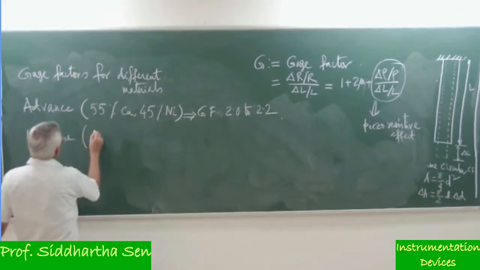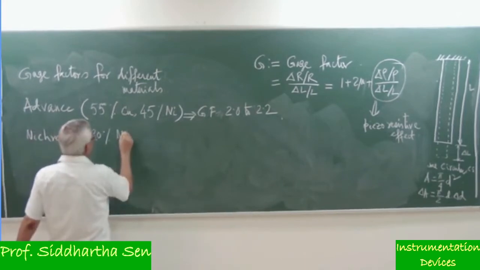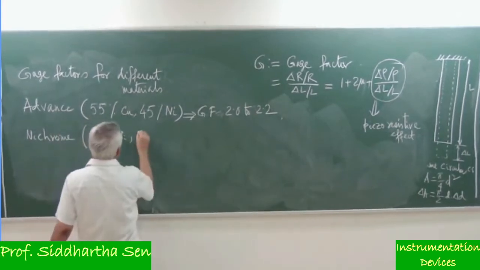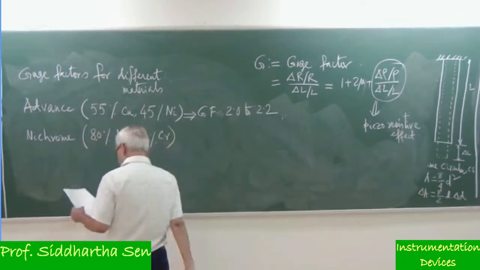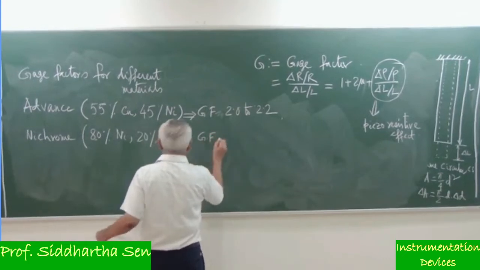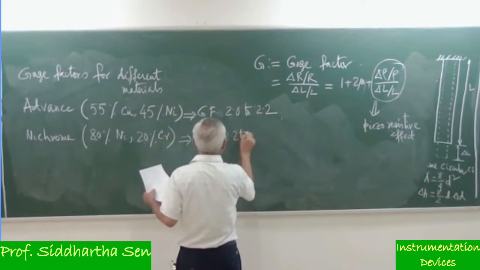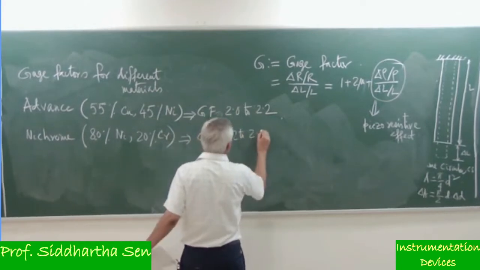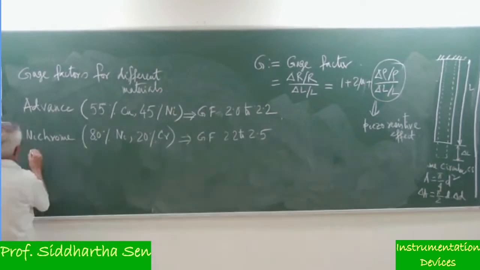It is 80% nickel and 20% chromium, and the gauge factor varies between 2.2 to 2.5. Then it is isoelastic.